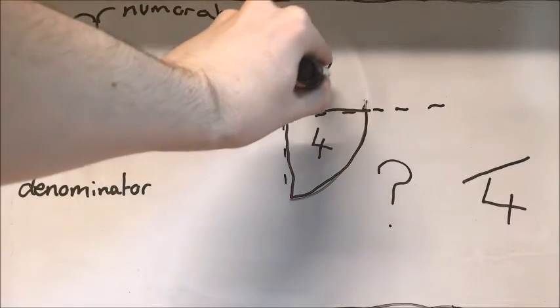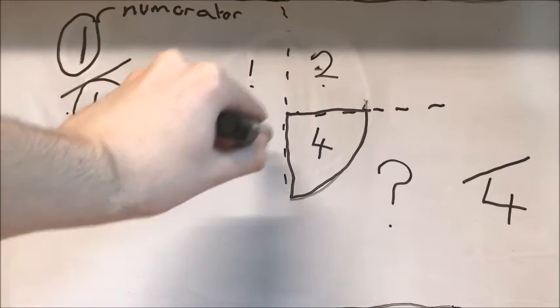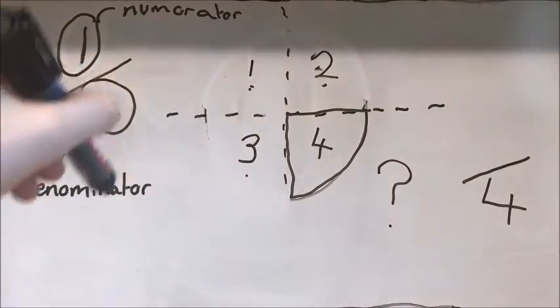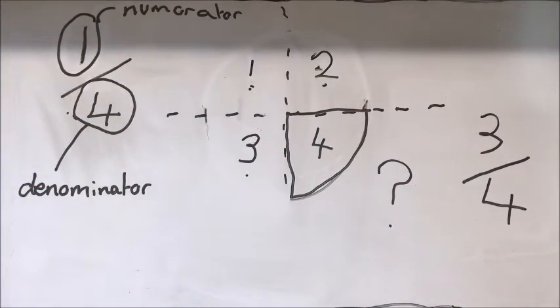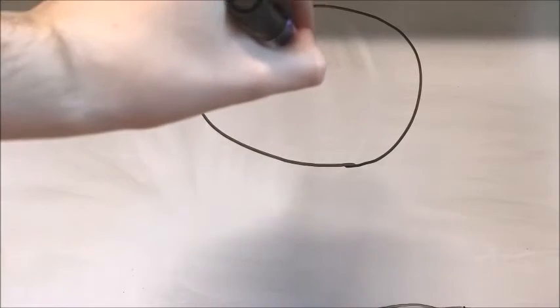So, as you can see, you start with 4, because that's how many pieces you started with, and you've eaten 3. So you count all the loose parts, which is 3, and then you just put that on the top. So the answer should be 3 over 4, or 3/4.